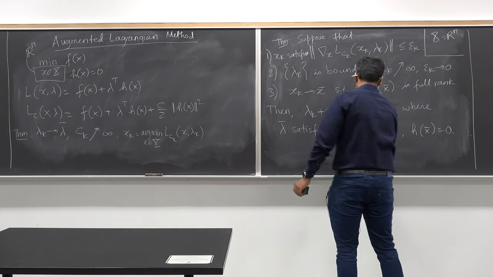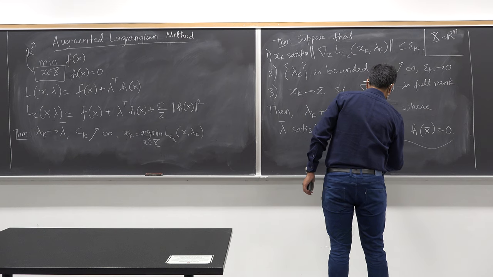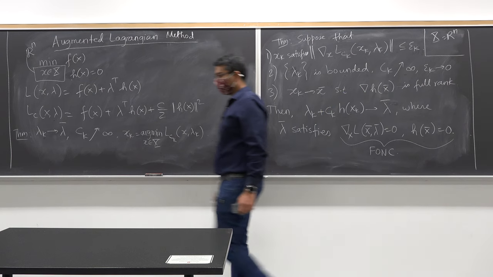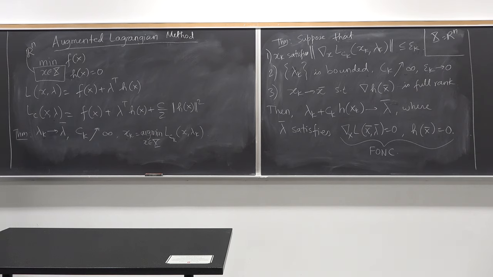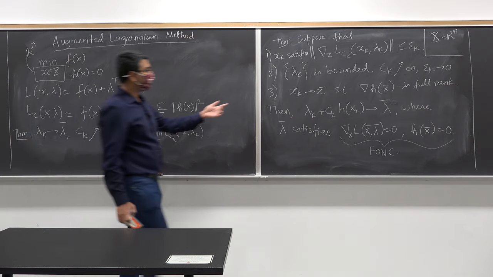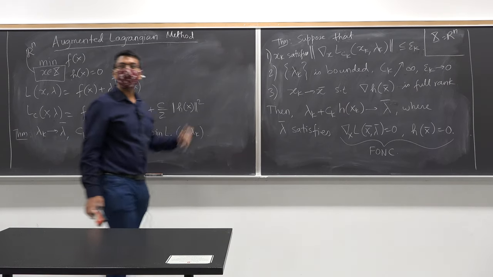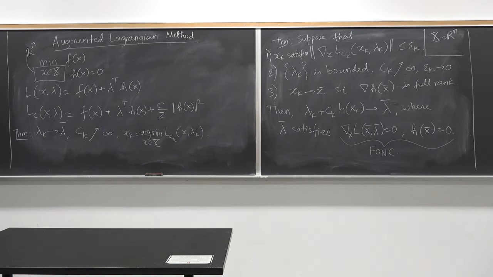Remember, these are the first order necessary conditions for optimality. So I get that for free as a limit of this particular sequence, lambda k plus ck h(xk). Now what I want you to do is stare at this theorem and then stare at the previous theorem, and then try to come up with an algorithm which would work, or which has the possibility of working.